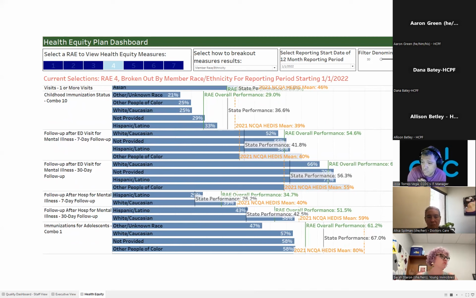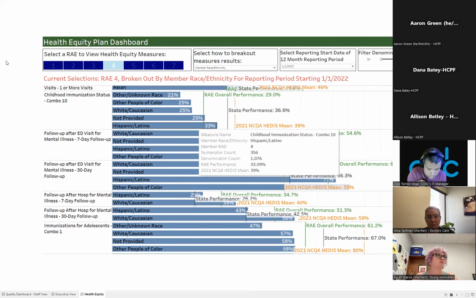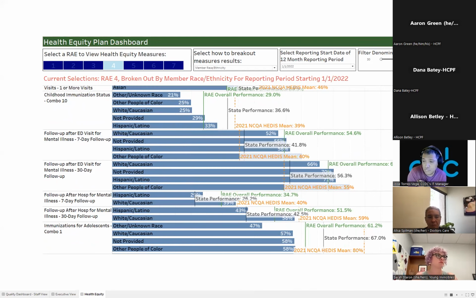We're planning to add in an option to look at region 8 as well as all of the arrays at once, and members who are not assigned to an array. So that is all planned to be added in still. Yeah, I think that's all I have.